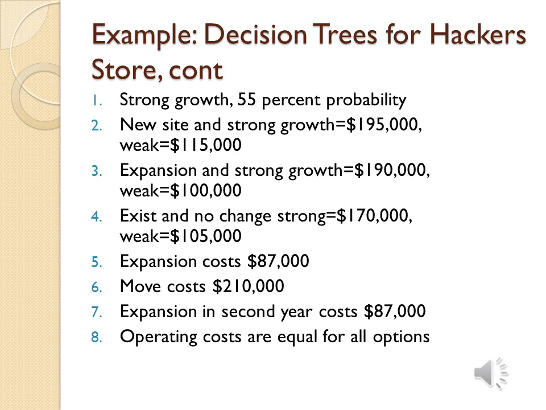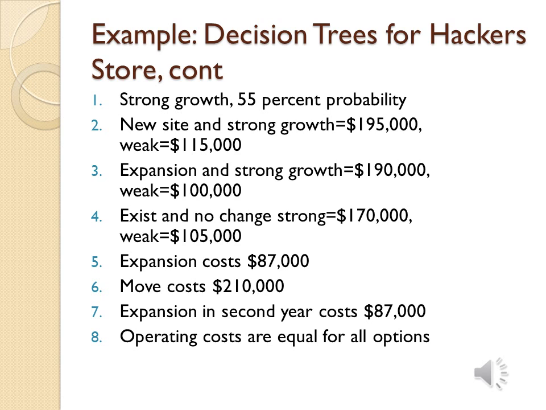Okay, so we need some meat and some numbers to this problem. So let's assume that you are given the following conditions and assumptions. Number 1, strong growth as a result of the increased population of computer fanatics from the new electronics firm has a 55% probability. Number 2, strong growth with a new site would give annual returns of $195,000 per year, whereas weak growth with a new site would mean annual returns of $115,000.